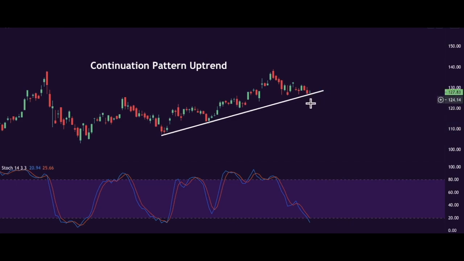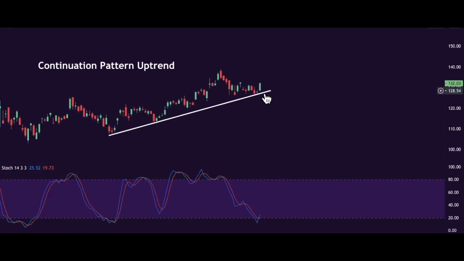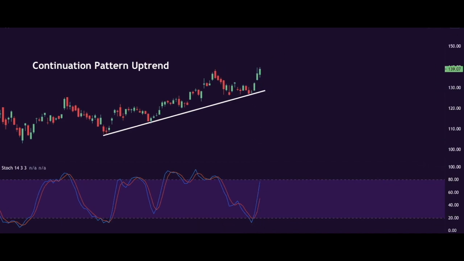In the current situation, stochastics is showing oversold. At this time, we should not enter the trade. We need to wait for the stochastic to come towards the upside. Now when the next candle opens, we can see stochastic is moving towards the upside. So we can enter the trade when the next candle opens. And then the stock started moving towards the upside.